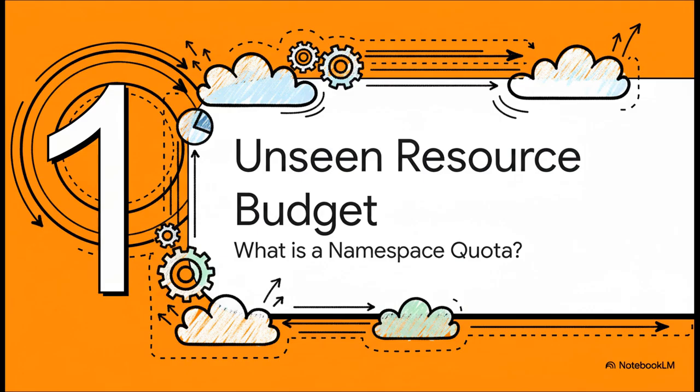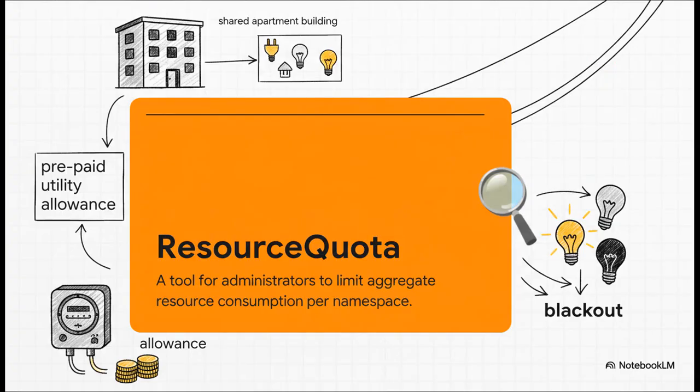First up, let's totally reframe how we think about a namespace quota. It is so much more than just a simple limit. You know, the official definition calls it a tool for admins to limit resource consumption. But honestly, a much better way to think about it is like a prepaid utility allowance. Imagine your project is in a shared apartment building. You get a set amount of power, right? And that's based on the building's total capacity, just to make sure you don't accidentally cause a blackout for everybody else.